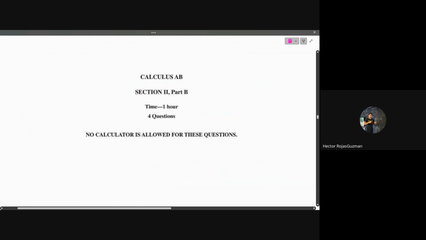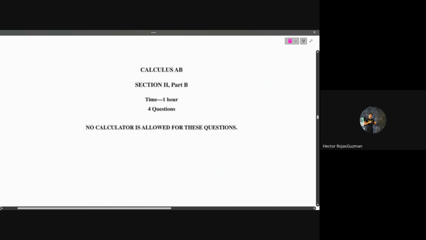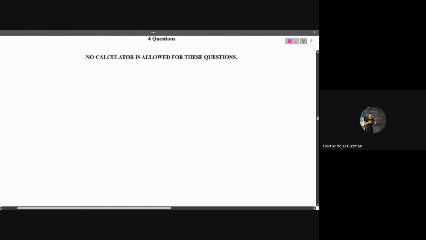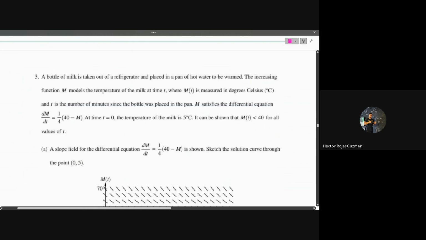And that finishes part A, the calculator portion of the FRQs. Now for the next section, as you can see, we're going to have 1 hour for 4 questions, and we cannot use a calculator. Question number 3.